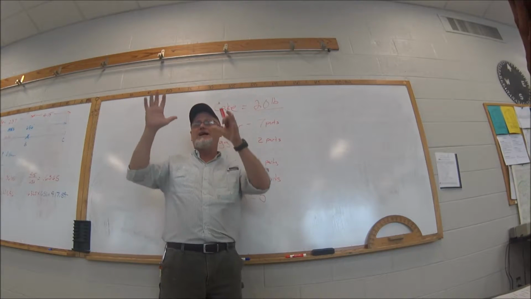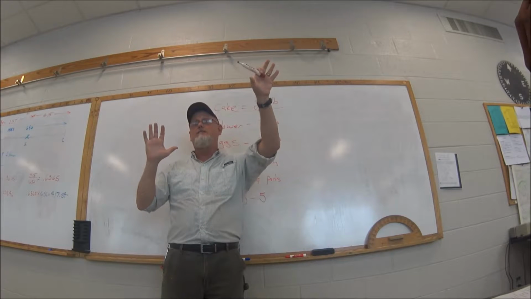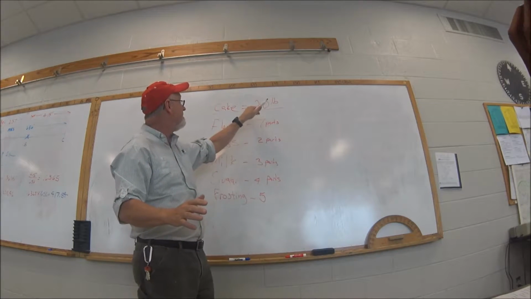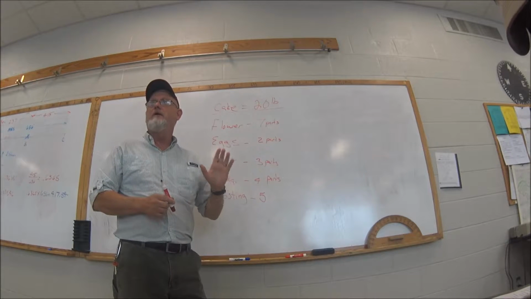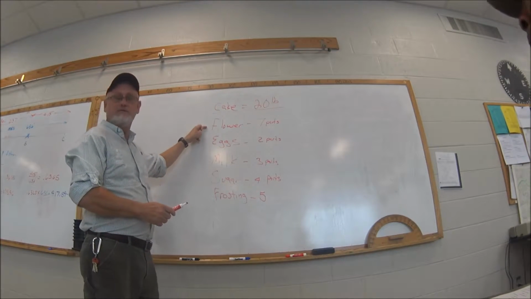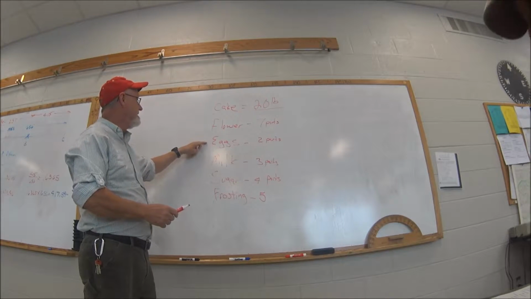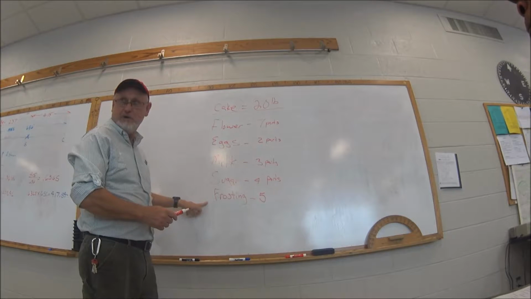So no matter, it's still got the same amount of parts, right? But the parts are gonna change based on the total volume. Now, we came up with a total volume. Our total volume of this cake was what? 20 pounds. Now, we gotta figure out how many pounds of flour, eggs, milk, sugar, and frosting go into this cake.